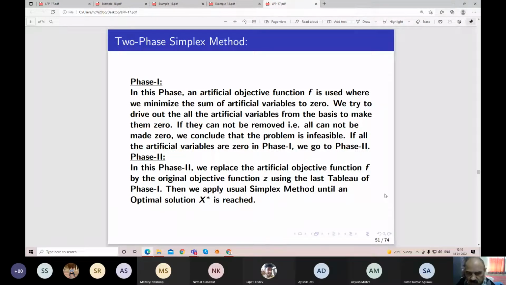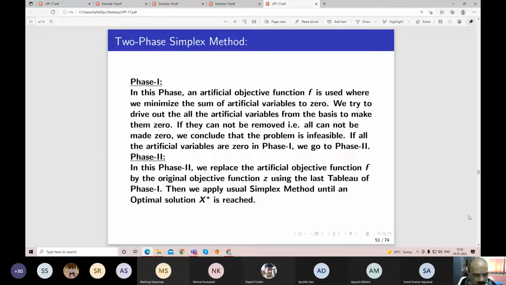If they cannot be removed, that is, all cannot be removed or made 0, we conclude that the problem is infeasible. If all the artificial variables are 0 in phase 1, we say that phase 1 is complete. We go to phase 2. In phase 2, we replace the artificial objective function f by the original objective function z. Z is our original objective function. Generally, we minimize or maximize the objective function.